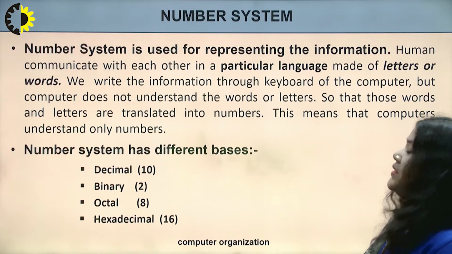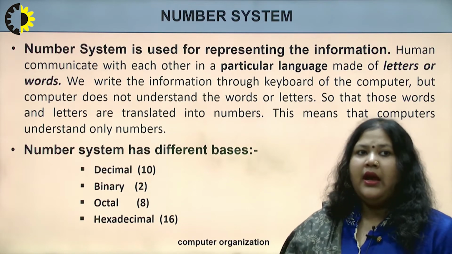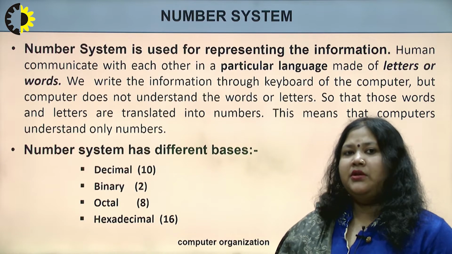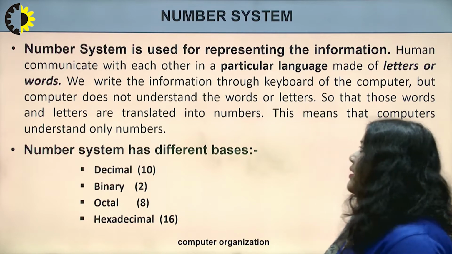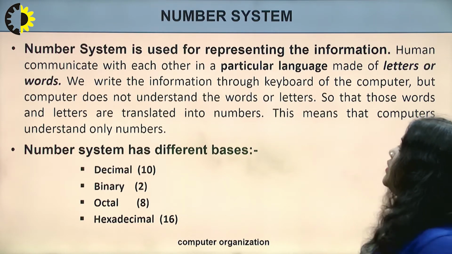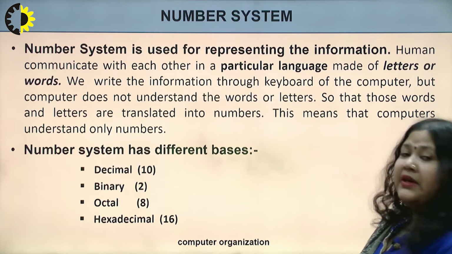So what is number system basically? Number system is used for representing information, and to communicate any information in the computer system we use the binary form. This is not a particular language or words, this is the binary number system, that is a 0-1 form. So number system has different bases.